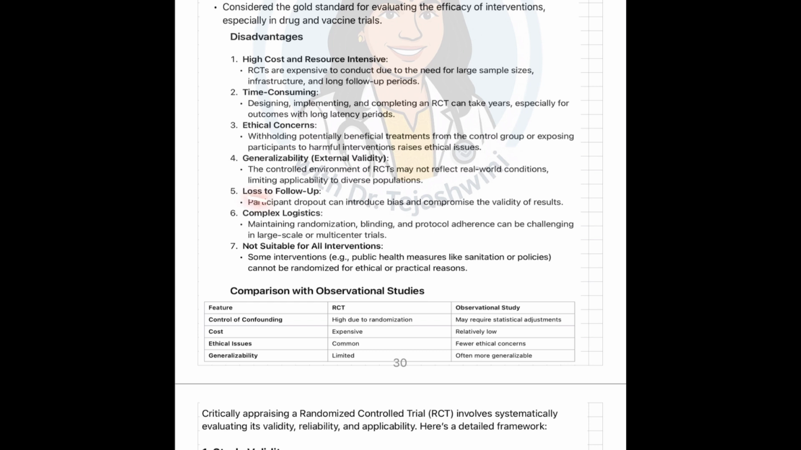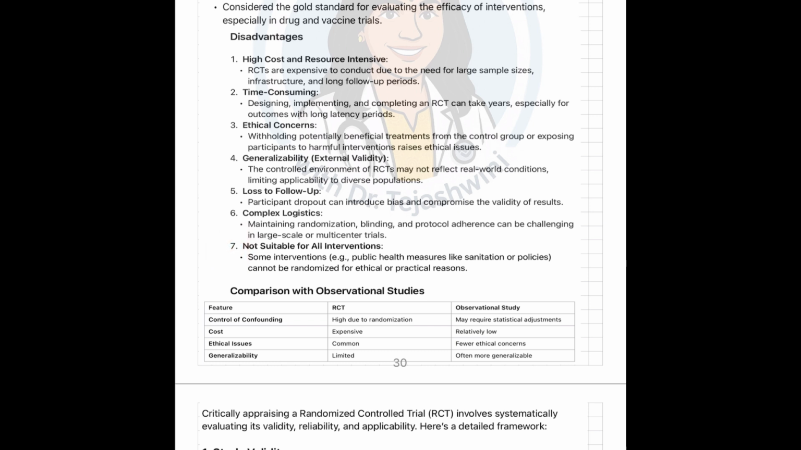Loss to follow-up. One of the challenges in RCTs is the risk of participant dropout. Loss to follow-up can introduce bias and affect the validity of the study results. For example, if participants who experience adverse effects drop out more frequently, the results may no longer be representative. Complex logistics. Maintaining randomization, blinding, and protocol adherence can be complex, particularly in large-scale or multi-center trials. Managing these logistics becomes challenging and requires a high level of coordination.